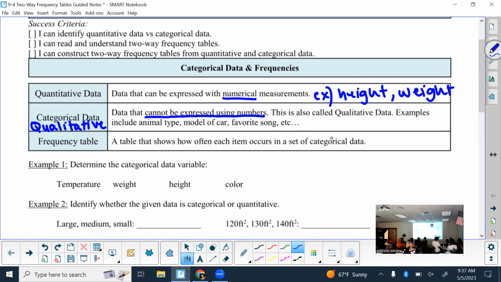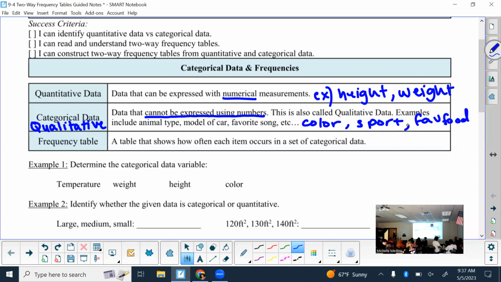Color. Anything else? Food. A sport. Favorite food. So anything that you could gather that is not numbers. Maybe you're asking your classmates questions about themselves, like about colors or favorite foods. Those would be qualitative because they don't use numbers.